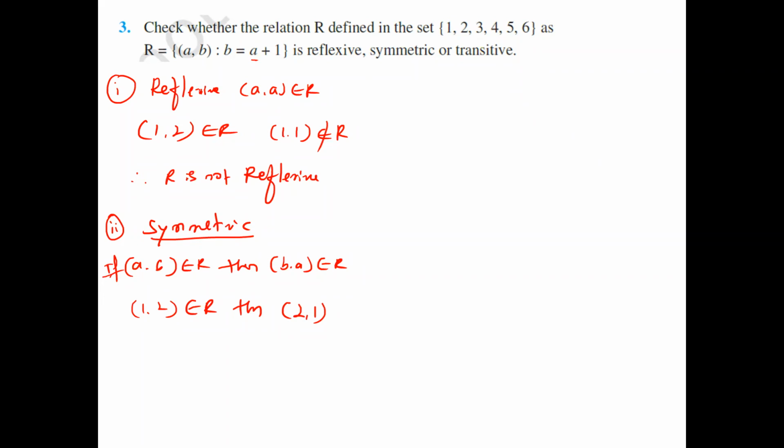In each ordered pair, the first coordinate is always X or A, and the second coordinate is always Y or B. Try to understand this. If you take 2 as the A value, the possible B value is 3. But we have 2 comma 1, which does not belong to R. So this condition fails. Therefore, R is not symmetric.